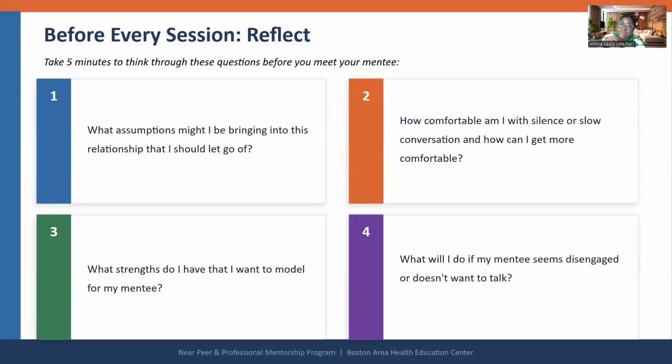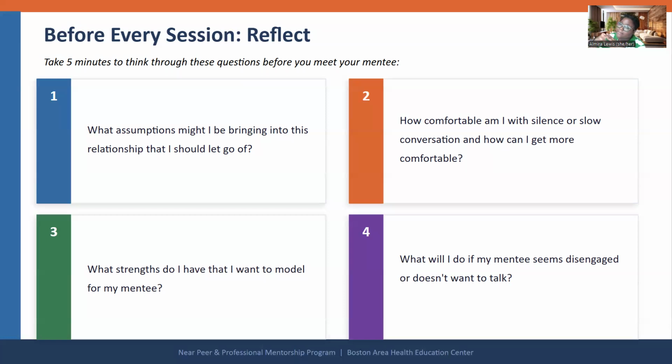And so, just some final thoughts, things to reflect on before every session. What assumptions might I be bringing into this relationship or this mentorship session that I should let go? And this is a positionality question, thinking about who am I? What are my biases? How do I think about Black and Brown young people, even though I might be Black and Brown? What are some socioeconomic differences? What are some residential differences? What are just things that I carry within me that I haven't processed that may show up in this session?